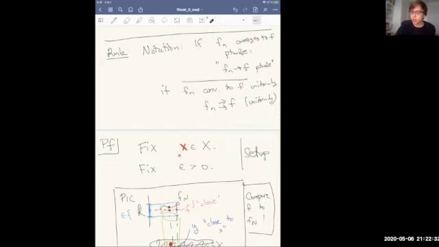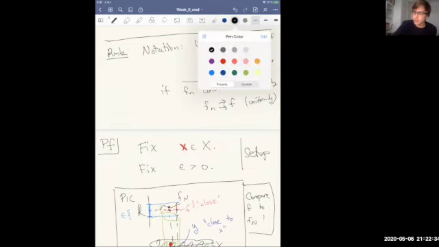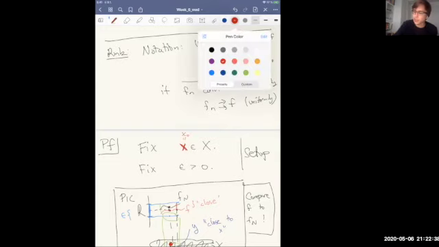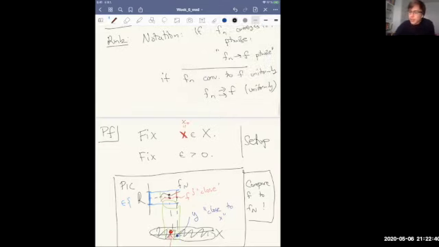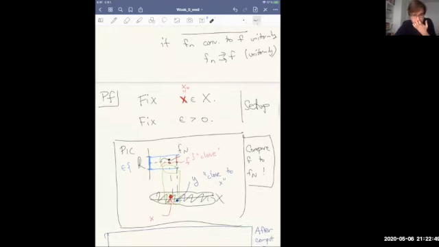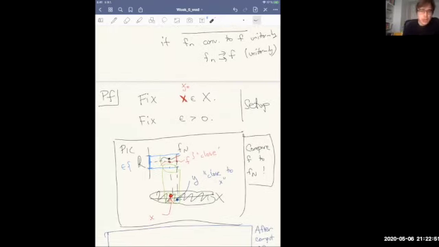So we have to fix a point, x. Previously I used x naught, but now I will just denote x. And fix an epsilon. This is our setup stage. And now our task is to find a delta. I wanted to draw a picture just so we have a little bit of intuition about what we're trying to do. So we have our space x, that's some sort of a blob.